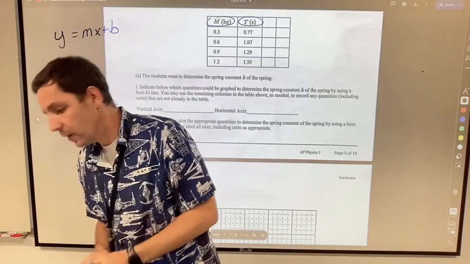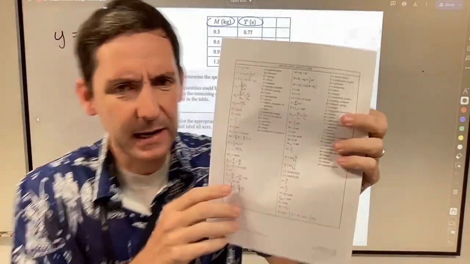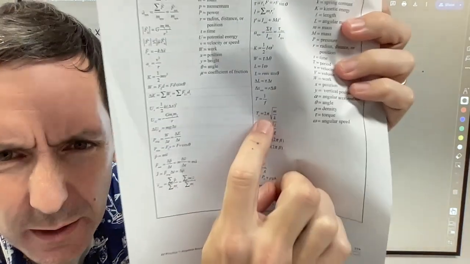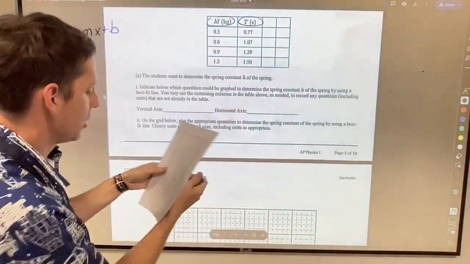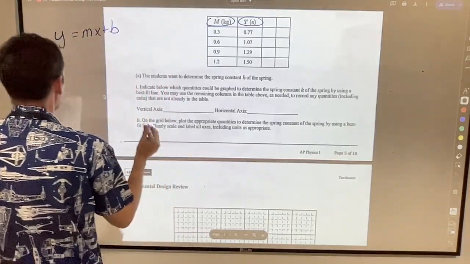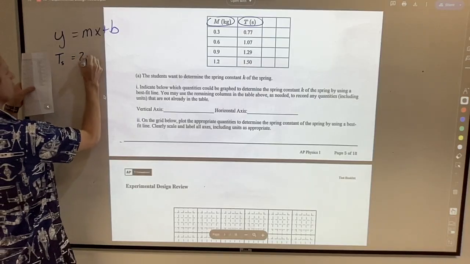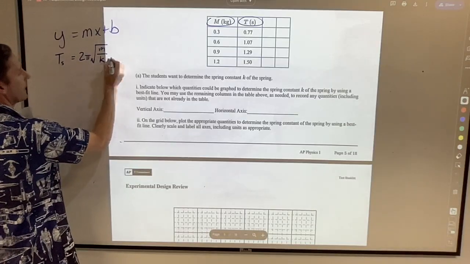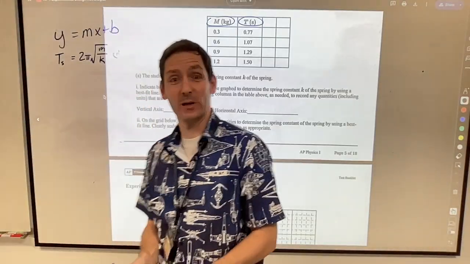All right? So, for example, on this one, if I pull out my lovely equation sheet, I can find right here the period of a spring is equal to, here it is, 2 pi square root of m over k. All right? So I'm actually going to write that down here. So period of a spring is equal to 2 pi square root of m over k. Oh, no plus. Sorry, I'm thinking about my y equals mx plus b already.